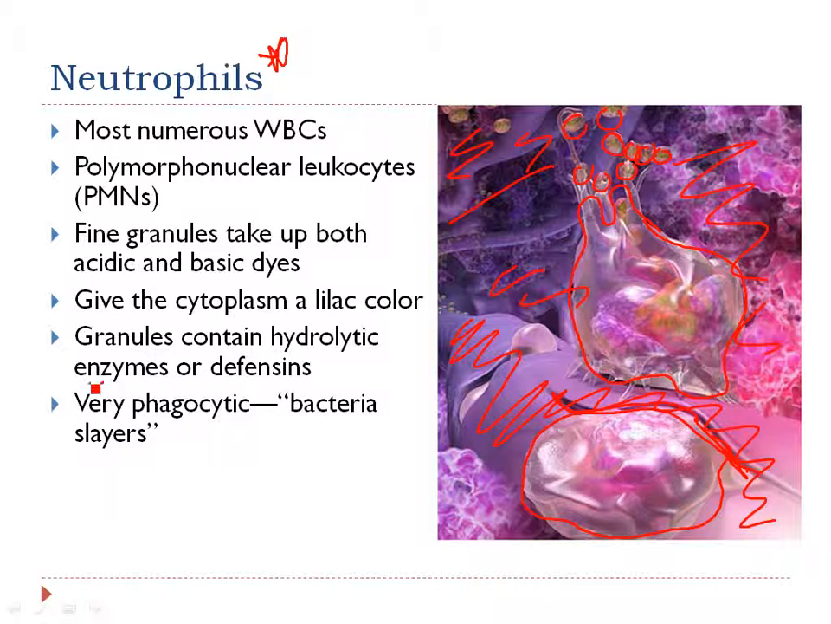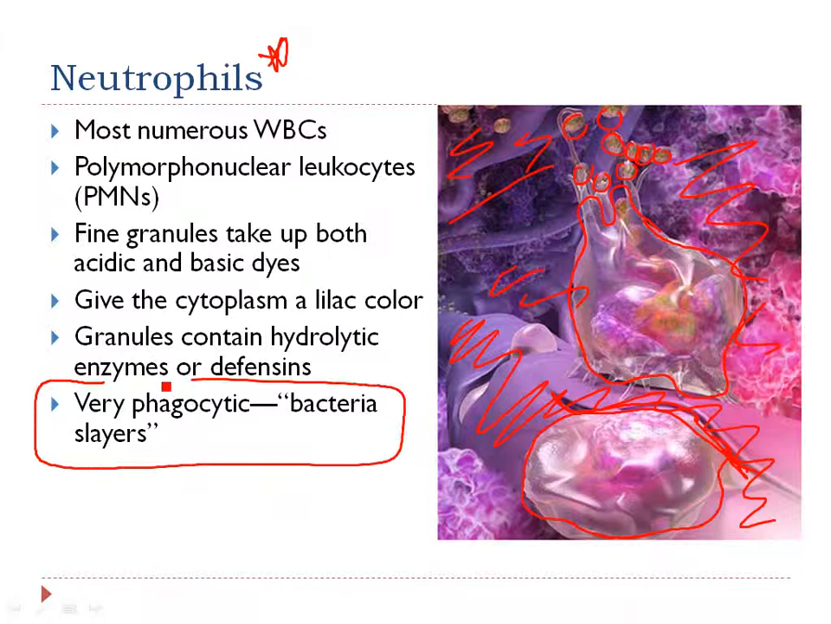Okay, so that brings up the main function of neutrophils. They're very good at phagocytosis. They're especially good at phagocytosing, engulfing bacteria that are causing an infection. So sometimes they're called your bacteria slayers. They're also like first responders when you have an infection. They're going to swarm in quickly and engulf bacteria that have infected some tissue in your body.